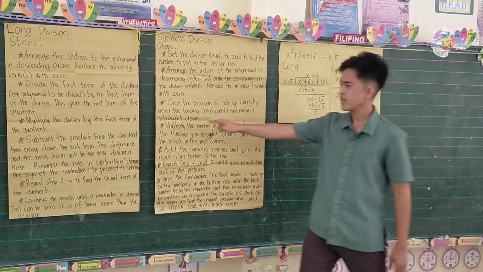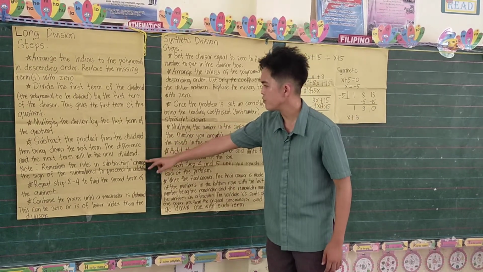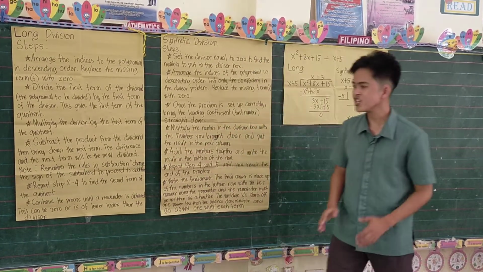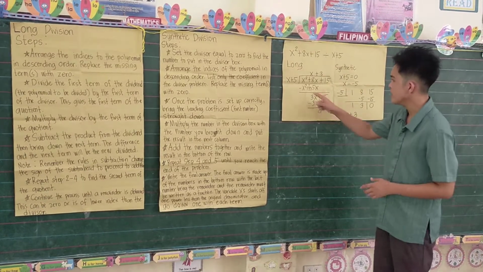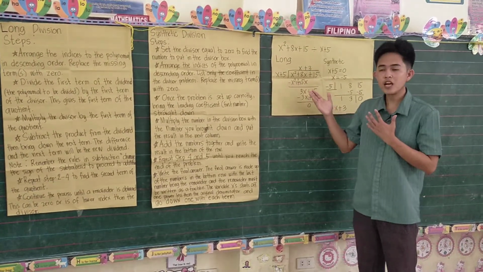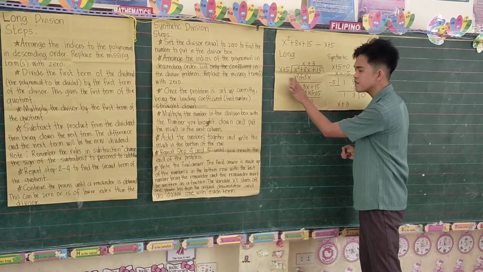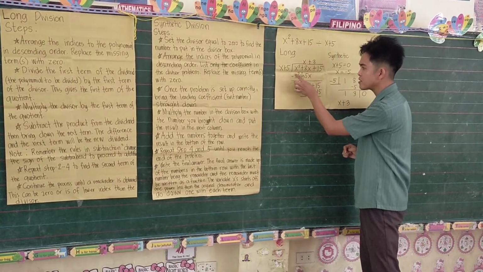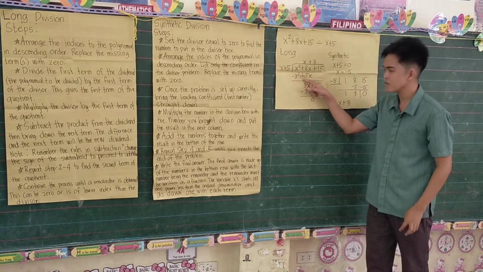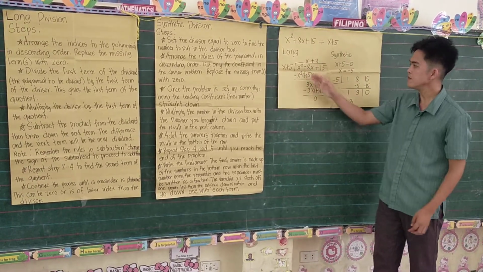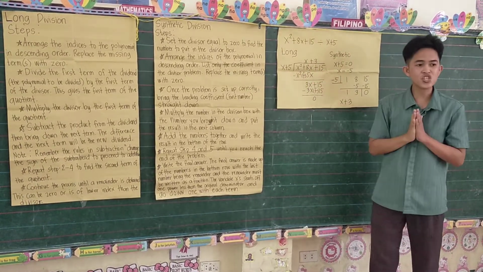Then here you have the rule: change the sign of the subtrahend. So we are going to change the sign. Instead of positive, there is a negative sign here. So negative times positive is negative. So the sign is changed.